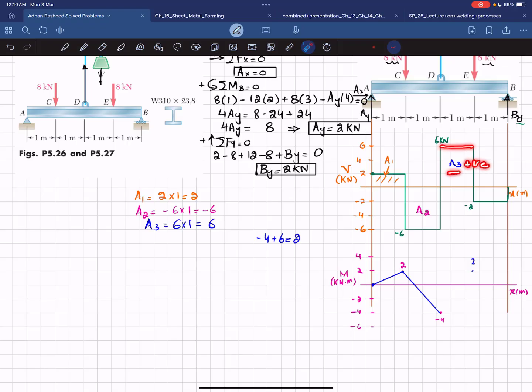And the shear force is a horizontal line with 0 degree and A3 is also positive. So the bending moment will be a 1 degree line and the slope will be increasing. So you can join these 2 points, and you will get this. Okay. The last one is this A4.